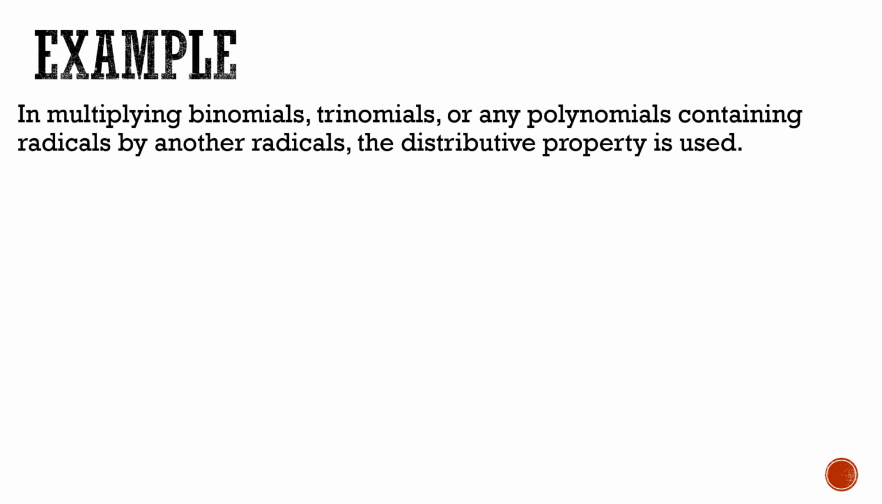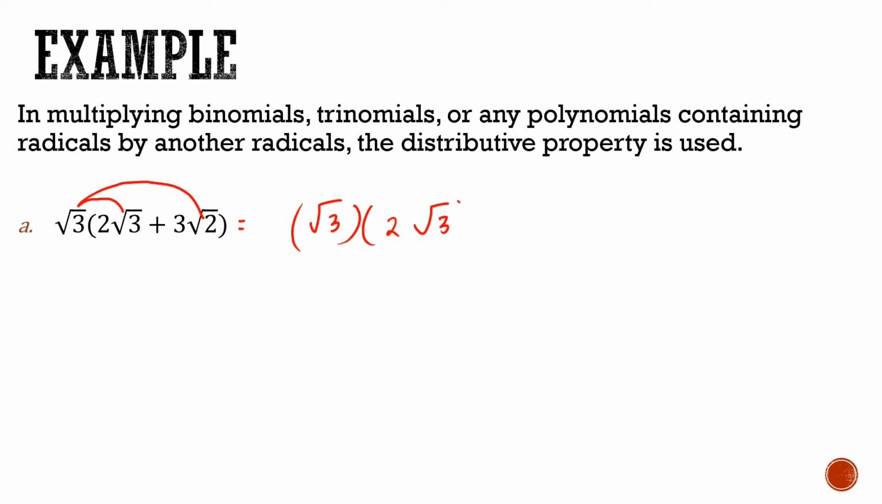In multiplying binomials, trinomials, or any polynomials containing radicals by other radicals, the distributive property is used. Example: square root of 3 times the quantity 2 square root of 3 plus 3 square root of 2. In this case, we simply distribute square root of 3 one by one to each of the terms inside the parentheses. So we get square root of 3 times 2 square root of 3, plus square root of 3 times 3 square root of 2.